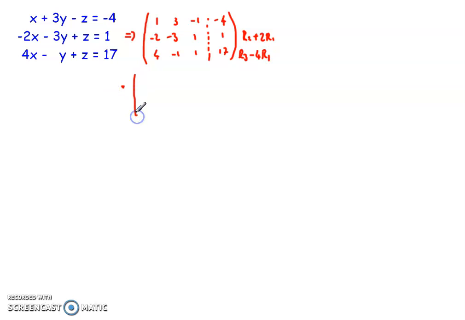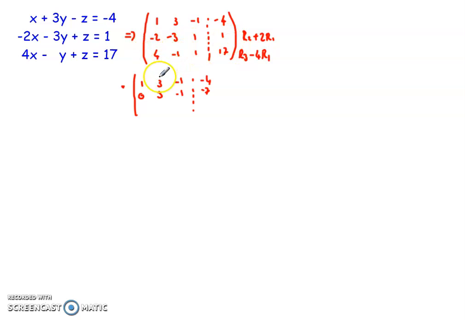So if I do that, first row remains unchanged, 1, 3, negative 1, negative 4. It's just rows 2 and 3 that will change. So I'm going to add to this, so I've got negative 2 plus 2, which is 0. I've got negative 3 plus 6, which is 3. I've then got 1 plus negative 2, so 1 minus 2 gives me negative 1. And I've then got 1 plus 2 of these, so I've got 1 plus negative 8, so 1 minus negative 8 gives me minus 7.